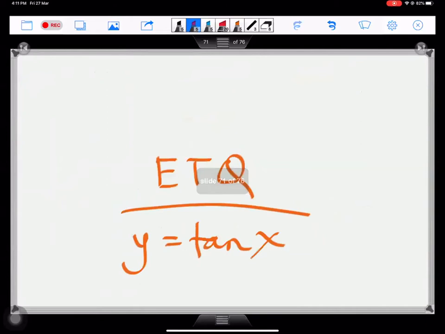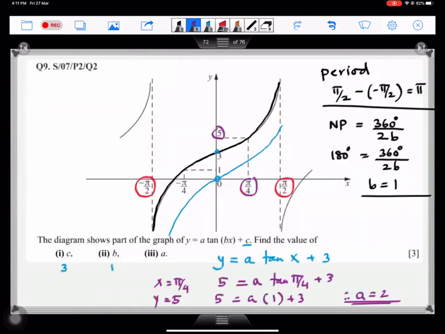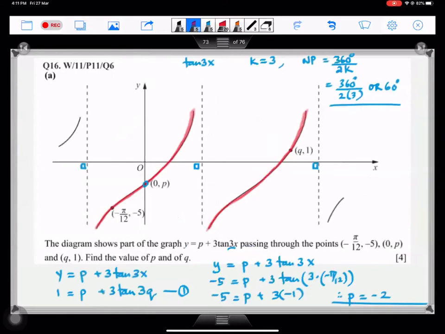Then we did two examination questions. In the first one, by observation, we realized that the period is 180 degrees and we calculated the value of B. By observation, we saw that the graph has been lifted up by 3 units, so the value of C is 3. And how did you calculate A? A is no more the amplitude. So you plug in whatever info that you have and plug in a coordinate, you find the value of A. In this scenario, the period, I just calculated it for some extra information, that is 60 degrees.